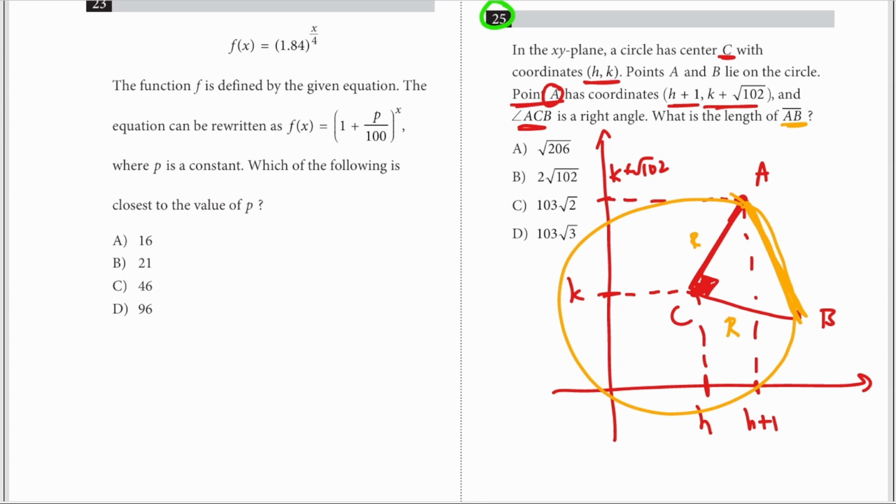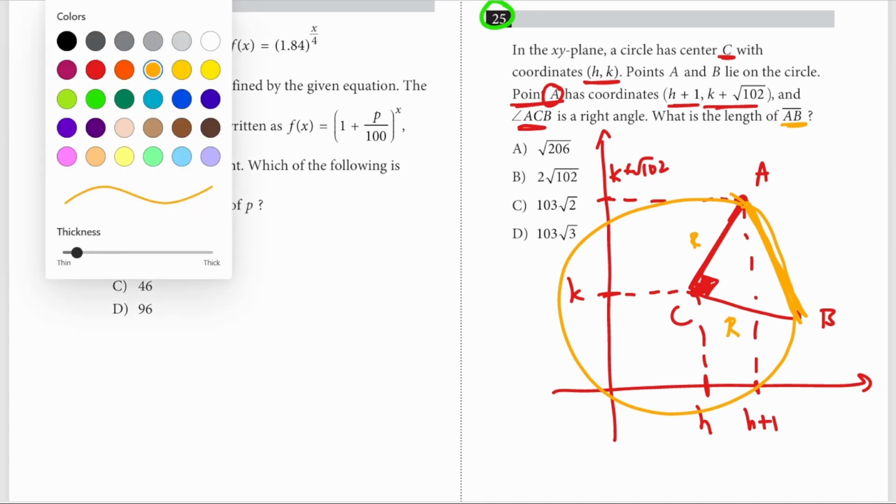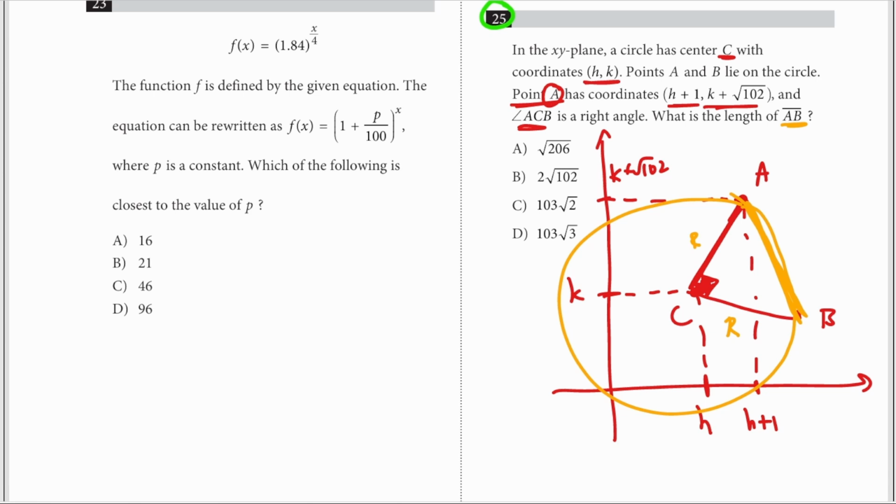Okay, so what can we do? Let me use yet a different color again. So we know that this difference here is just root 102. So therefore this side is just root 102. We also know that this difference here is just 1. So therefore this side is just 1. So if you look at this triangle here, it's a right triangle.